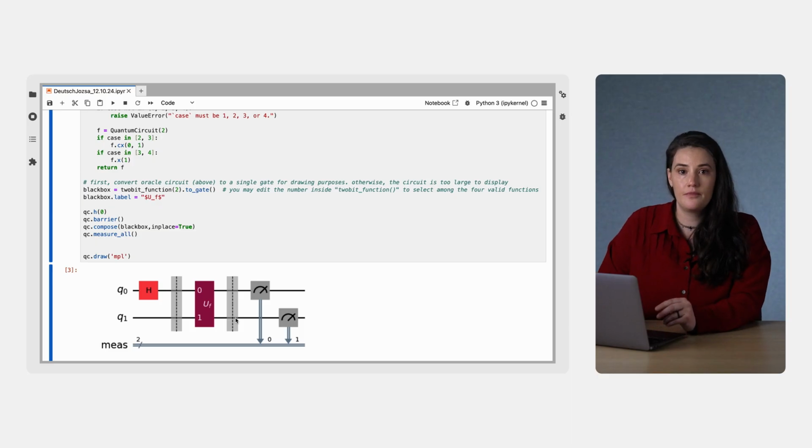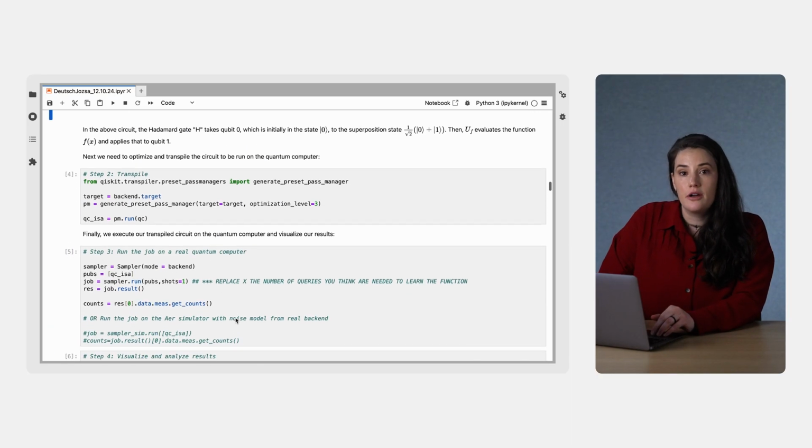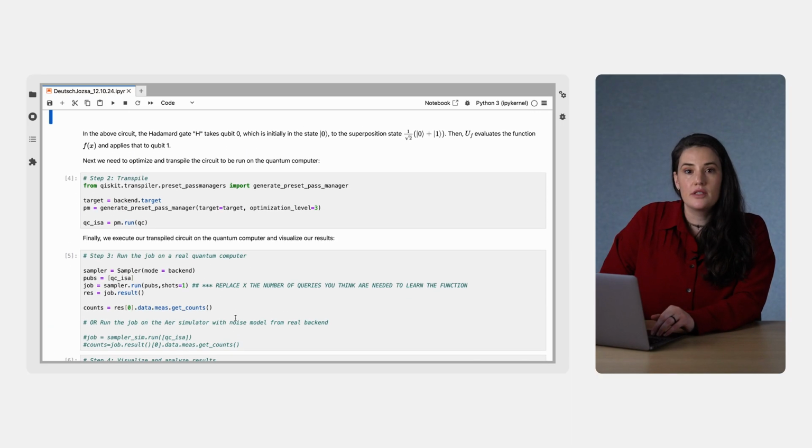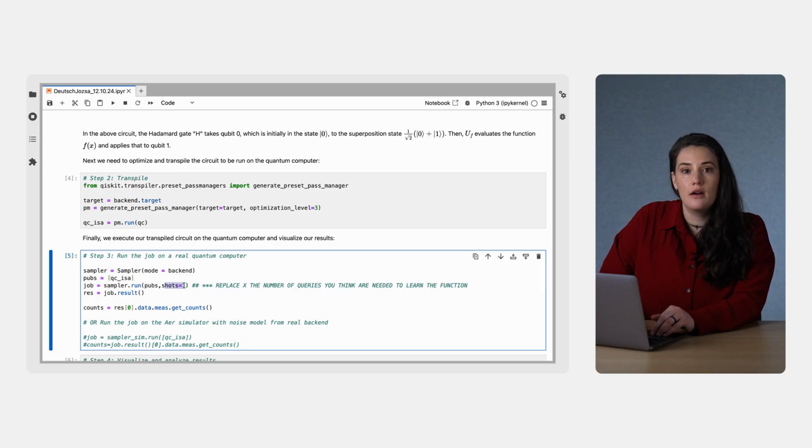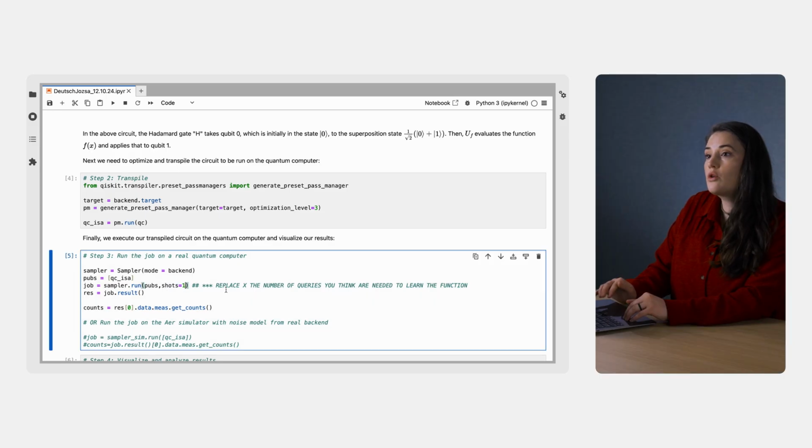Let's use the Qiskit primitive sampler to run the circuit and return the result. We can choose the number of times the circuit is run, called samples, by changing this parameter called shots here. This is equivalent to the number of queries we make of the black box. Let's see if just one query will work.